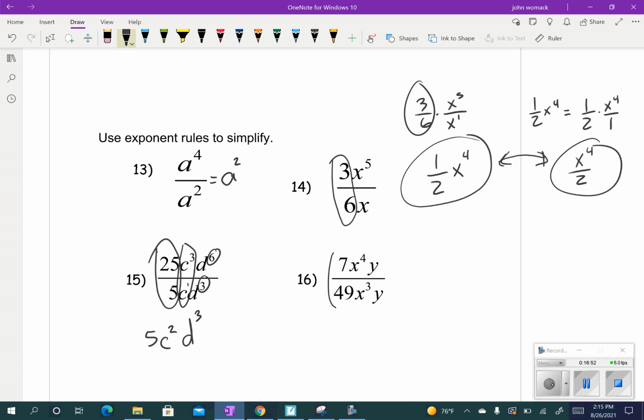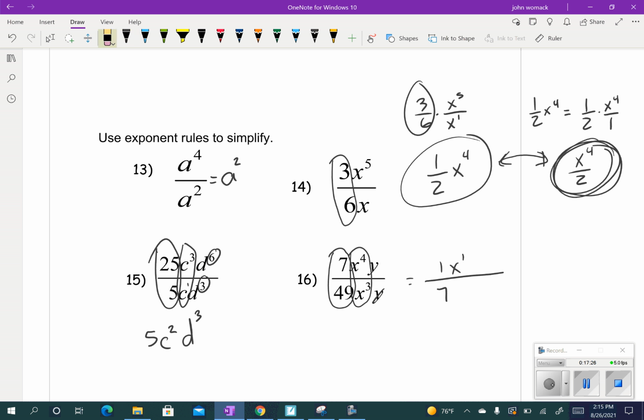Okay, the x's, I have x to the fourth over x cubed. That'd be x to the 4 minus 3, which is 1. And I have y over y. Now, just think about that for a second. Y over y, that just reduces, right? That comes out to be 1. And when you times by 1, it just goes away. So those y's are going to disappear.